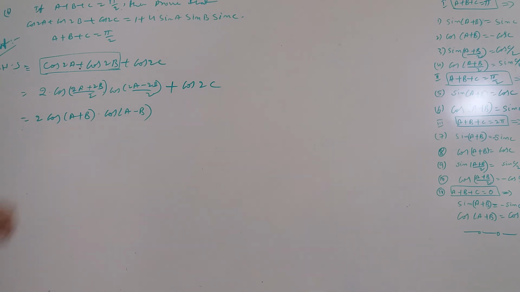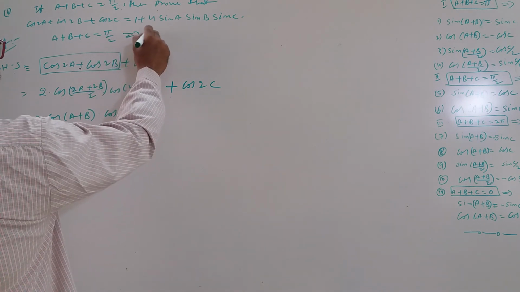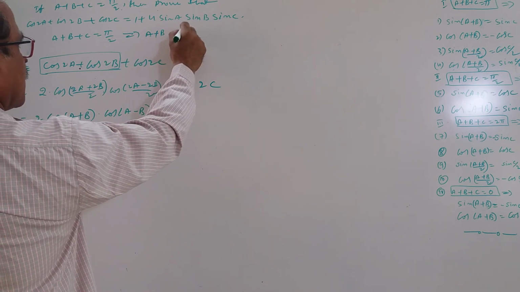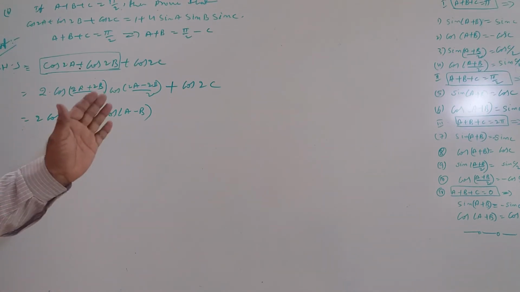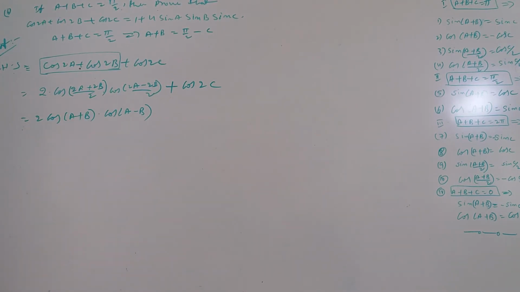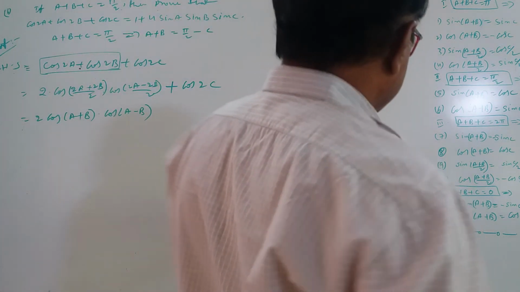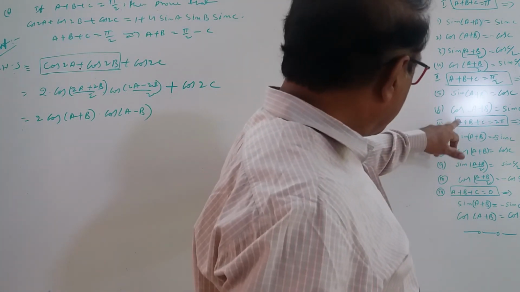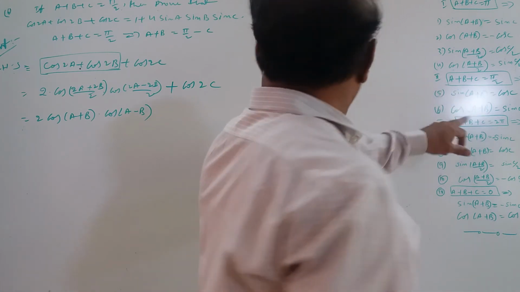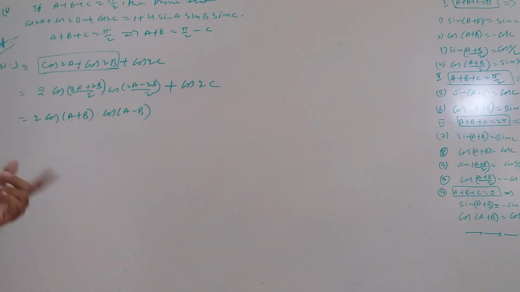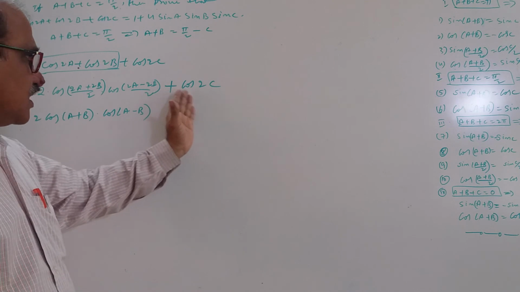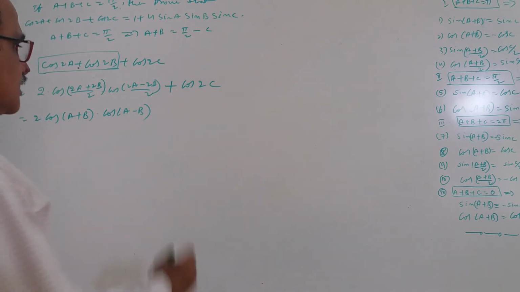Cos of a plus b is there. So if a plus b plus c is equal to pi by 2, that implies a plus b is equal to pi by 2 minus c. Cos of a plus b means cos of pi by 2 minus c, that is equal to sin c. If a plus b plus c is equal to pi by 2, then cos of a plus b is equal to sin c. Instead of cos a plus b, we can write sin c. For that, we have to change this cos 2c in terms of sin c.